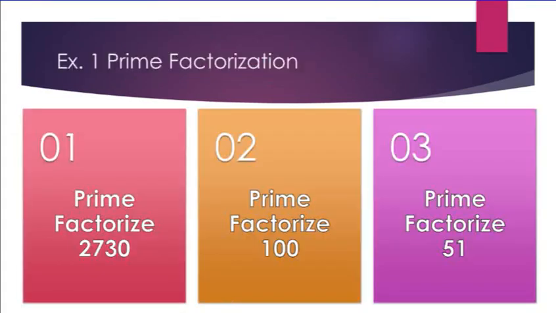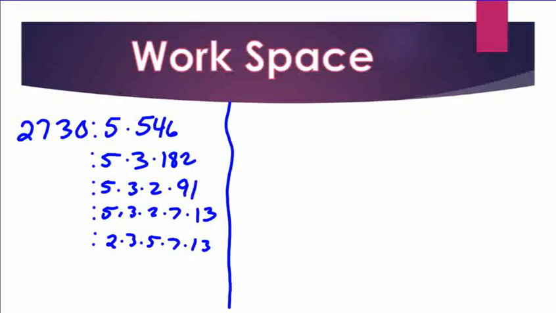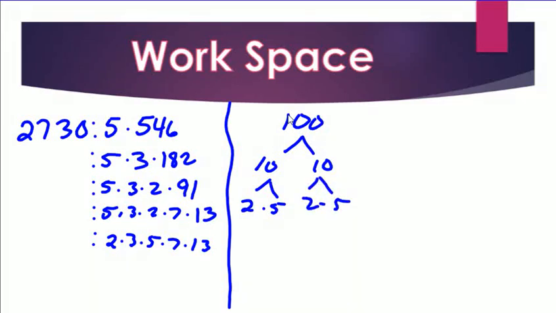Next number we have is prime factorize 100. So this one would be the factor tree. So 100, I can break that down with tens, because 10 times 10 is 100. Break down each of these as 2 times 5. Cannot break down those any further, so this would be 2 squared times 5 squared.